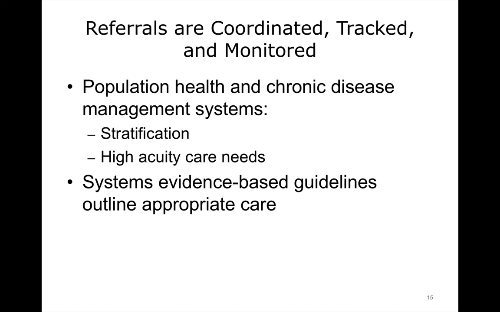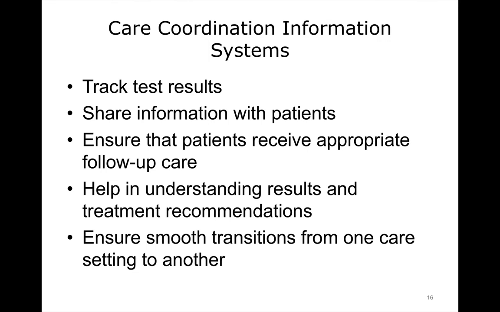Care coordination, population health, and chronic disease management systems allow patient population condition stratification and identification of high acuity care needs. Systems evidence-based guidelines outline appropriate care when needed. Care coordination systems track test results, share information with patients, and ensure that patients receive appropriate follow-up care and help in understanding results and treatment recommendations.